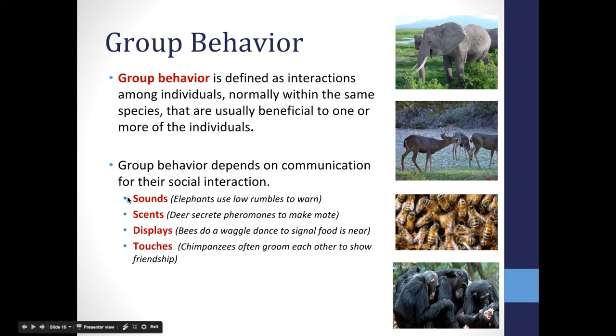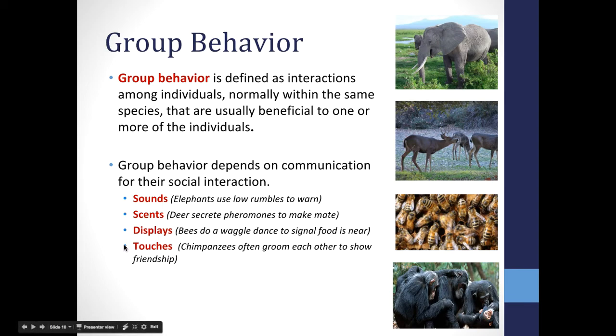We have sounds. The elephant's low rumbles to warn. That helps them survive because they can avoid predators. Scents. Deers secrete pheromones to mate. That's interesting. That's a typo. They secrete pheromones to attract a mate or to alert a mate that they're in heat. Displays. The bees do a little waggle dance to signal food is near. They kind of rumble and shake their back end.